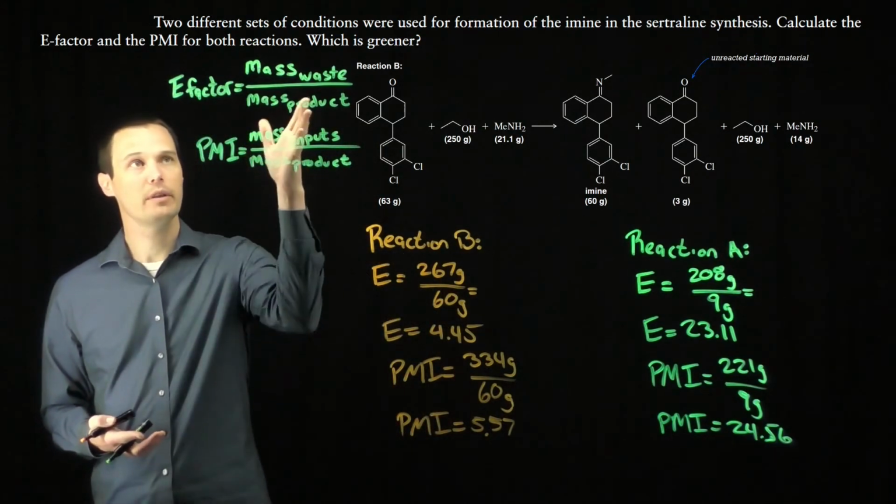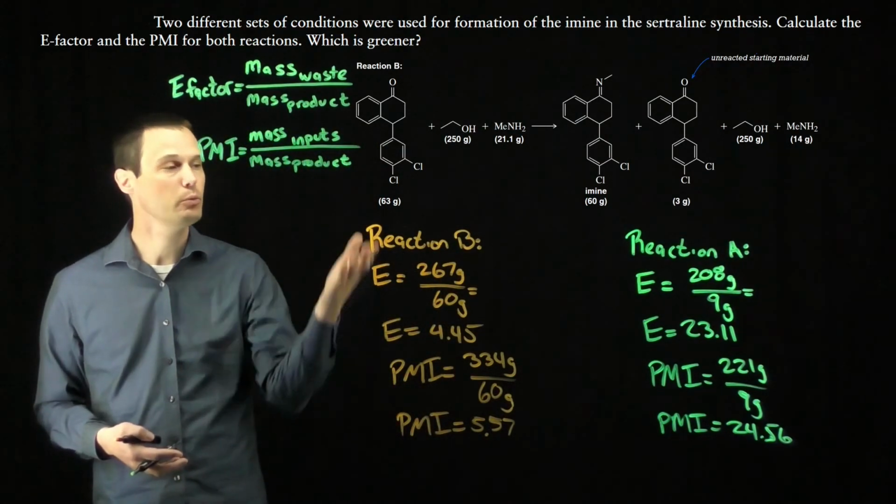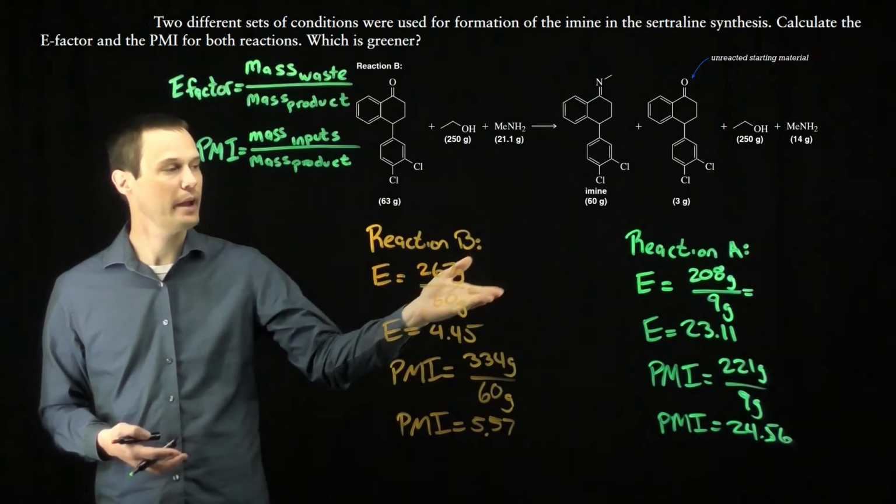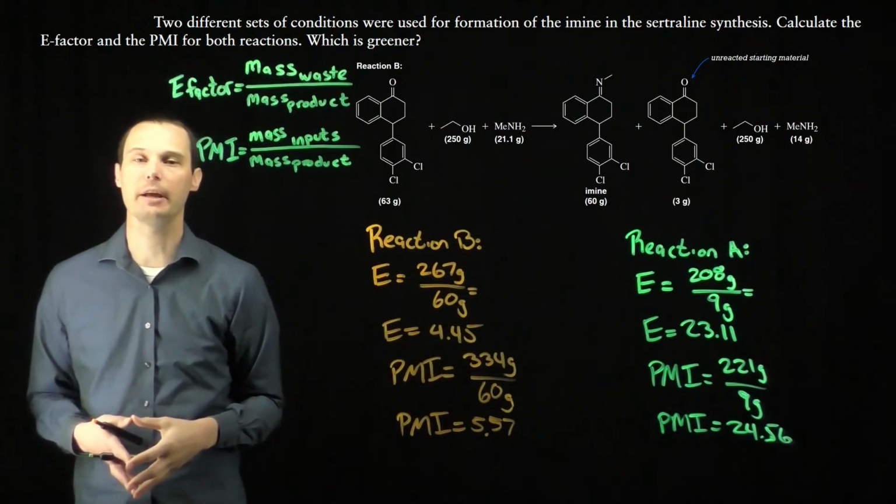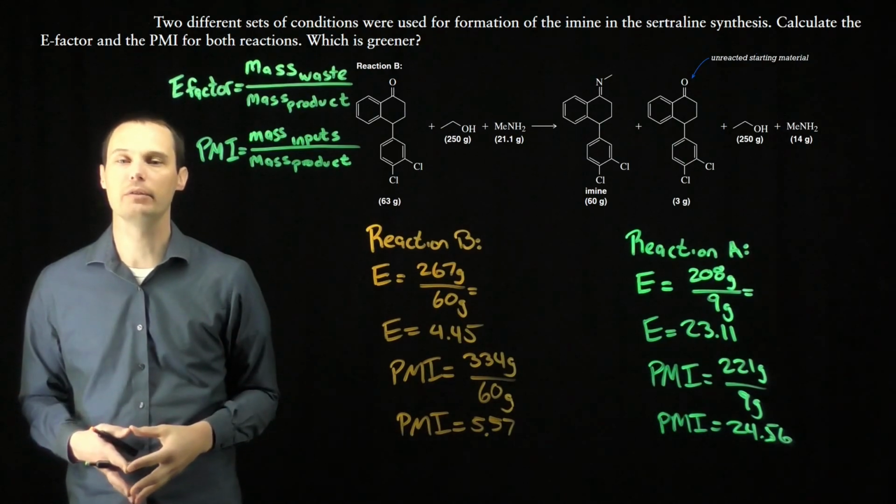Comparing these two then, again, we wanted the E factor and PMI to be as small as possible. Reaction B has a smaller E factor than reaction A and a smaller PMI than reaction A. Reaction B is definitely the greener of the two processes.